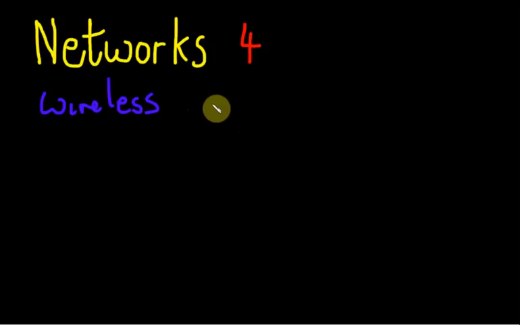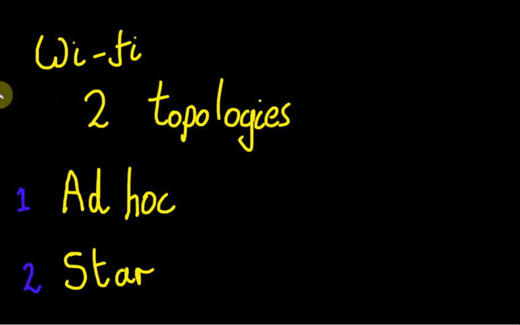Today we're going to look at wireless networks, and this is the one you've probably used the most. So, wireless networks come in two topologies. They are ad hoc, and the one we looked at last time, which is star.